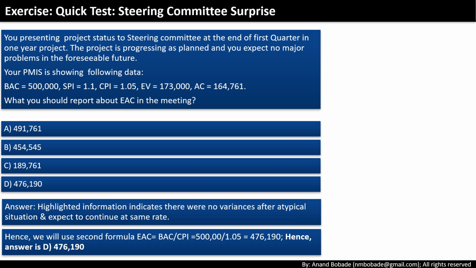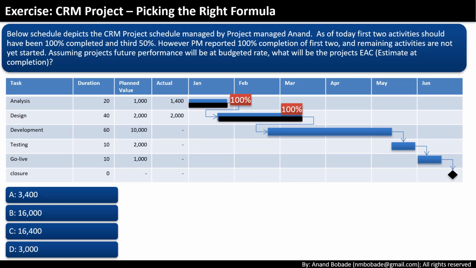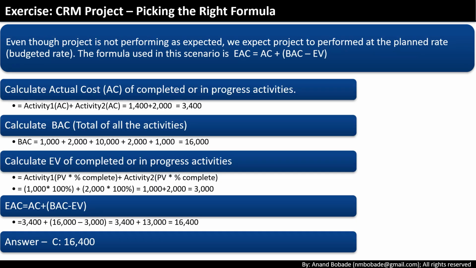Here's another exercise. CRM project with BAC equals 16,000. Some tasks are 100% done, others haven't started. Actual costs so far equal 3,400, EV equals 3,000. Formula to use? The question says, project will perform at budgeted rate going forward. That's the first formula. EAC equals AC plus BAC minus EV. So, EAC equals 3,400 plus 16,000 minus 3,000 equals 16,400. Answer is C.